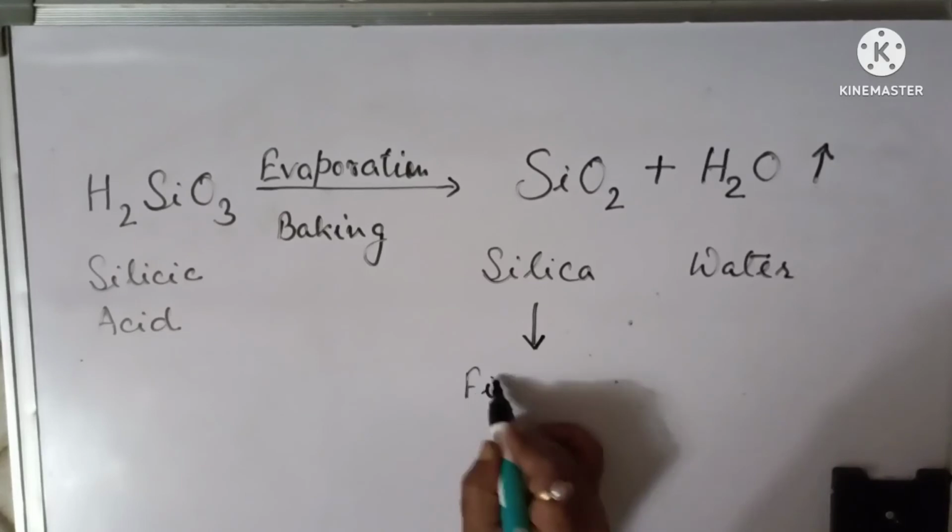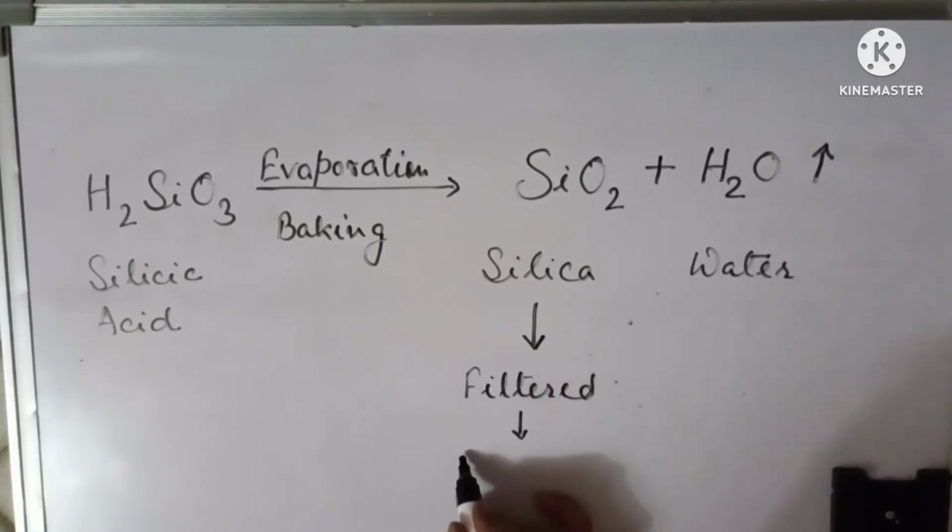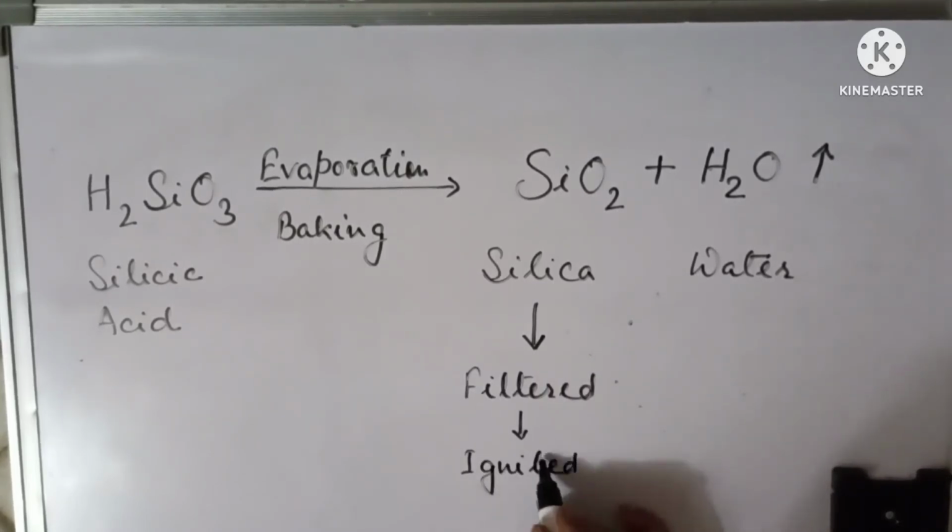Now as earlier, this mass is again dissolved with water, filtered with 40 number filter paper, ignited and weighed to get the silica.